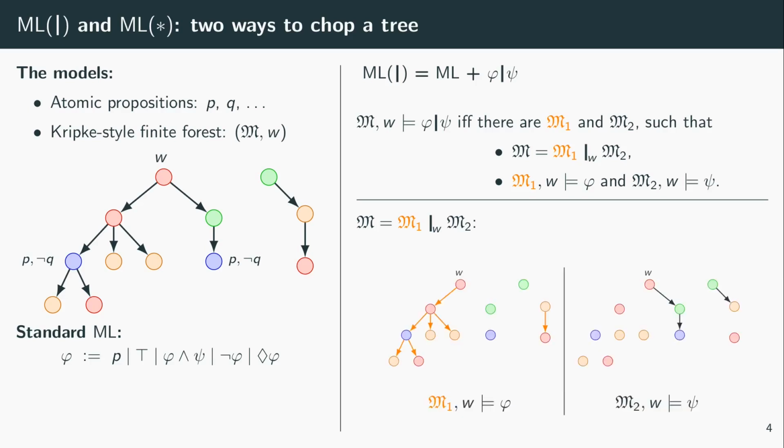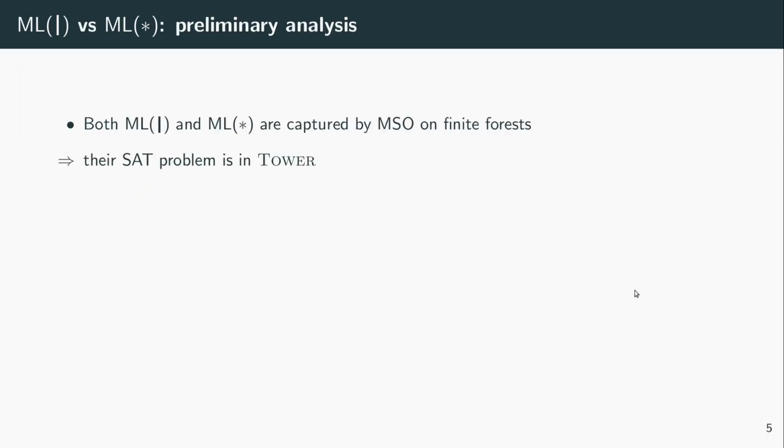And one thing that I want you to notice is that since we are in modal logic, after the splitting takes place, if a part of the model is not accessible from the current world, it doesn't affect the satisfaction of the formula. So it can be removed, and what we obtain are trees, which are the same models as ambient logics. Now, we can easily see ML chop and ML star as fragments of monadic second order logic on finite forests, because both the star and the chop operator essentially color the structure, which is something that we can do with monadic second order quantification. This means that the satisfiability problem of both ML chop and ML star is decidable in tower.